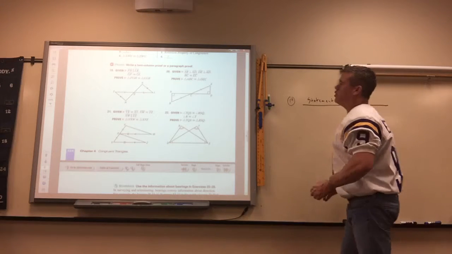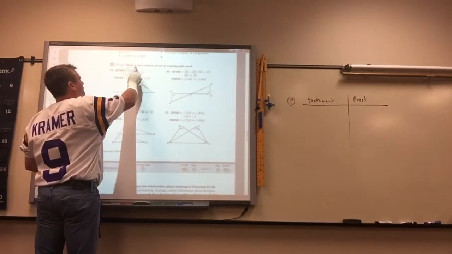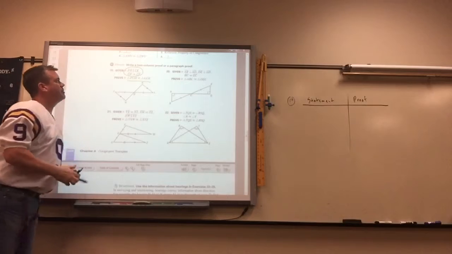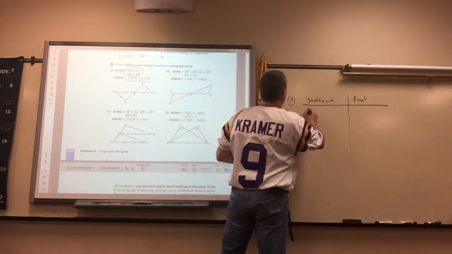So when you're doing a proof, you're always going to be given something, and you're asked to prove something. So what's given to us here is that two lines are parallel.